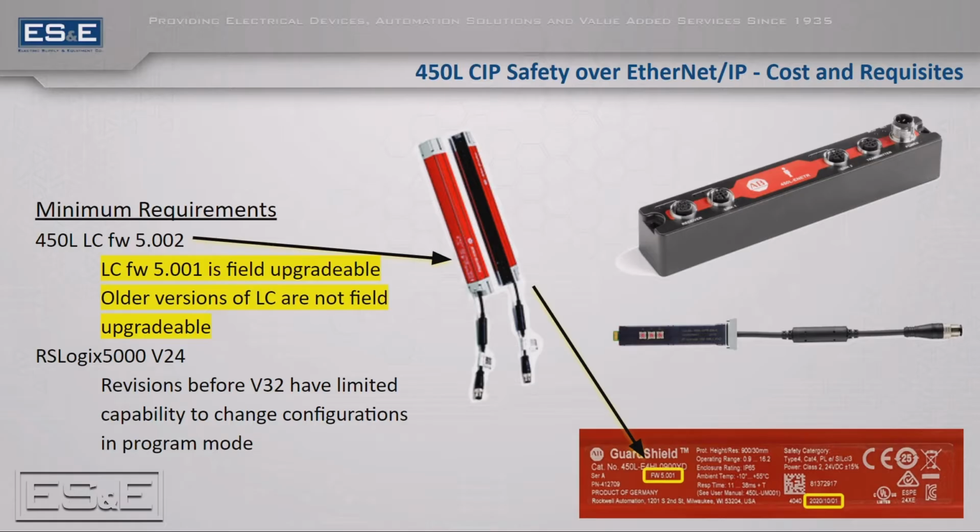There is a program that we have. If you're an older version than 5 and you want to upgrade your device from discrete to CIP, we can help you with that. Just reach out to us and we'll help you out.